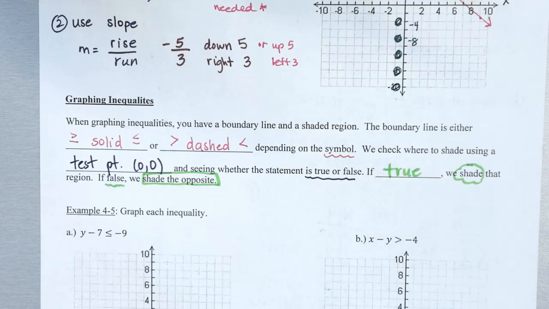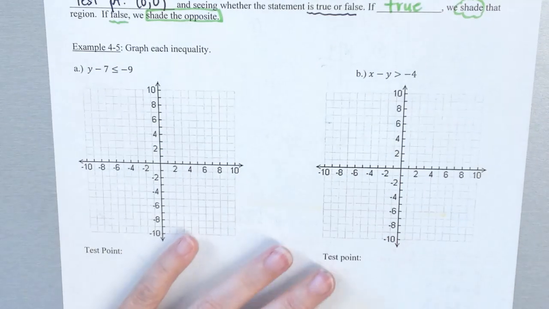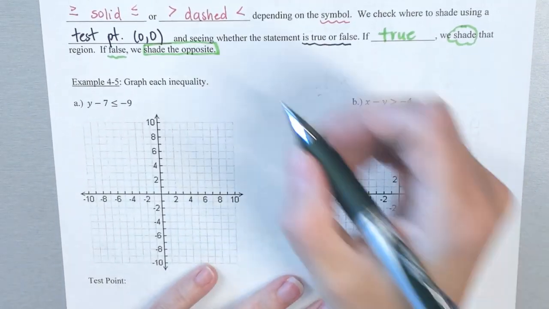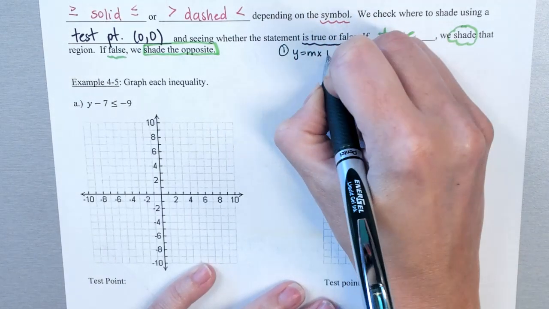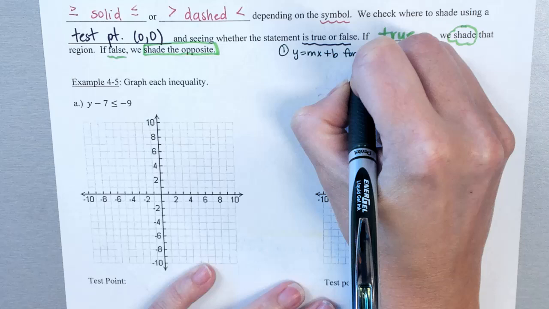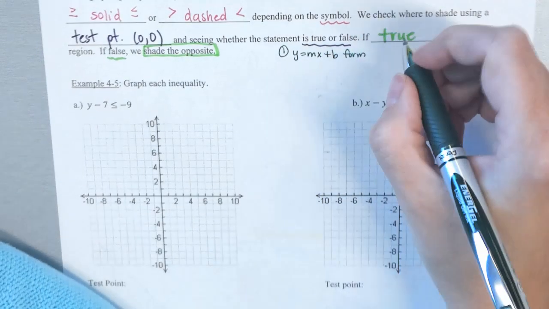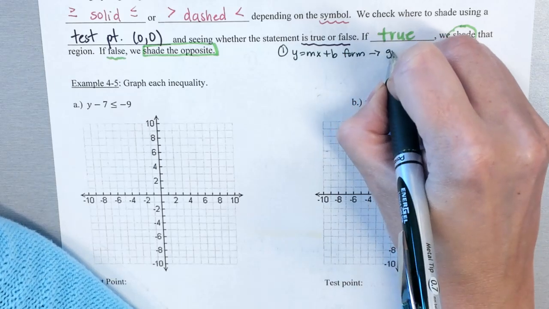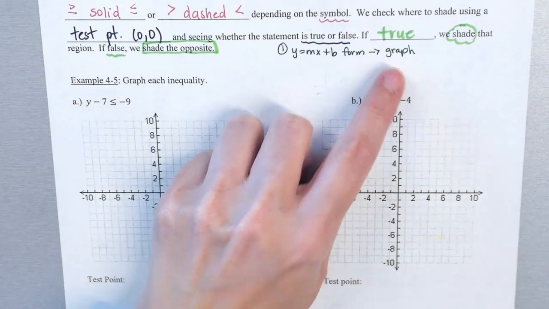All right, so the first thing that we want to do is to make sure that we have that line in y equals mx plus b form. Because then we can do exactly what we did in example 3. And we're going to graph the line. Okay, so if it's in that form, then we can do the graph.